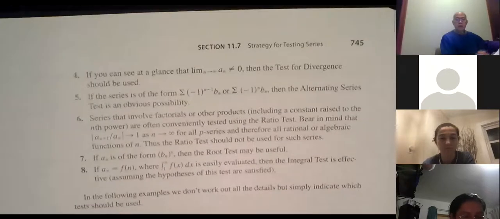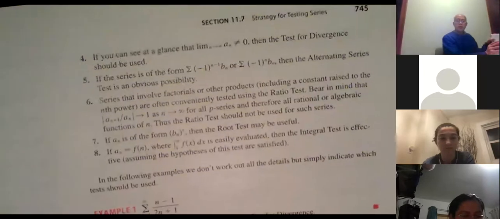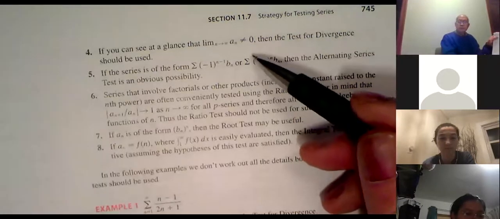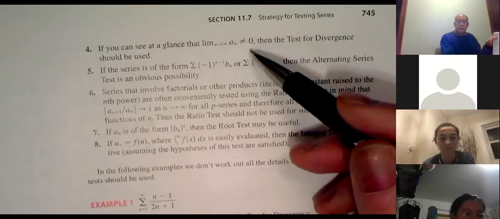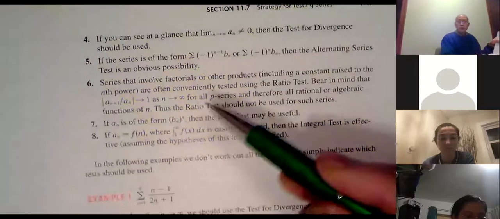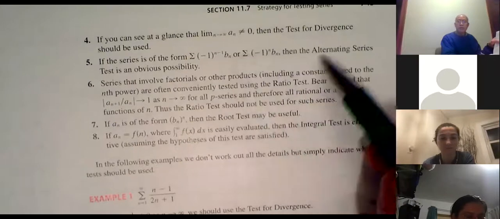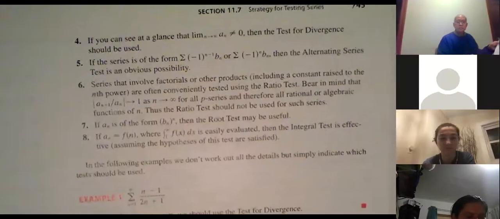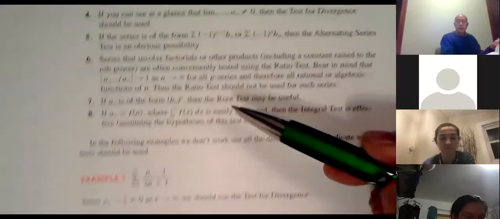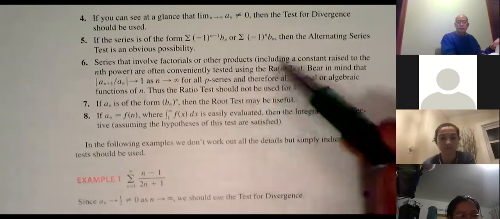If you notice right away that the terms do not approach 0, then use the test for divergence. What is the test for divergence? If the individual terms do not approach 0, which means they don't approach anything, or they approach a number which is non-zero, use the test for divergence. If you notice that you have an alternating series, like -1 to the n, or n plus 1, or n minus 1, then try the alternating series test. The ratio test is real good for factorials. If you have factorials, you're almost always going to do the ratio test. And sometimes other products.